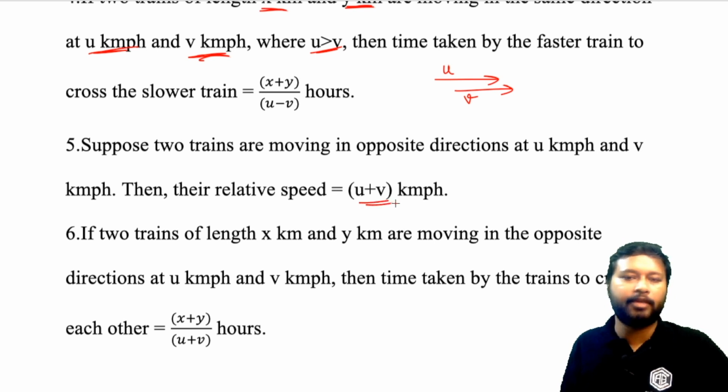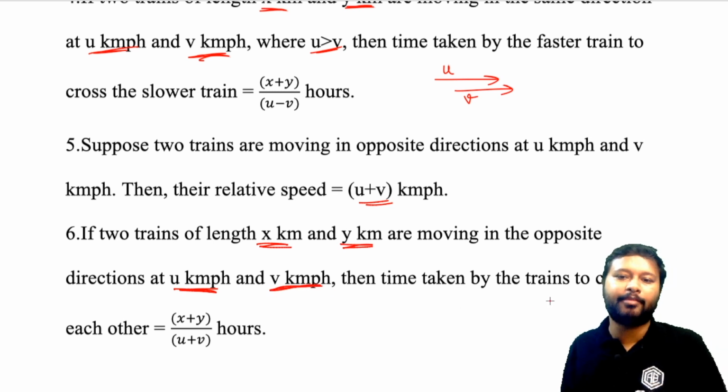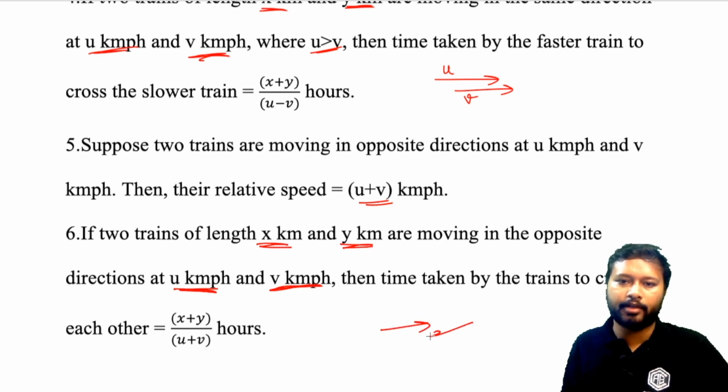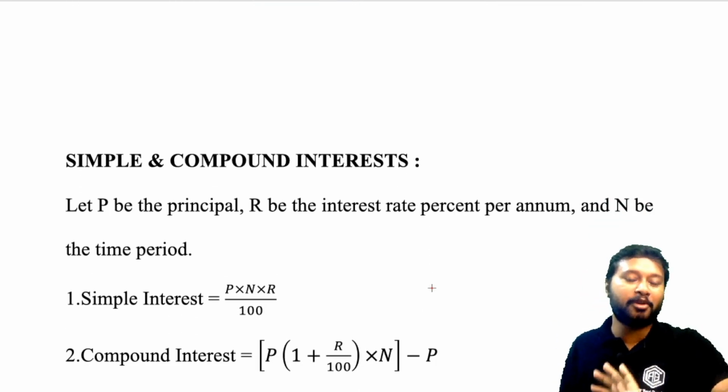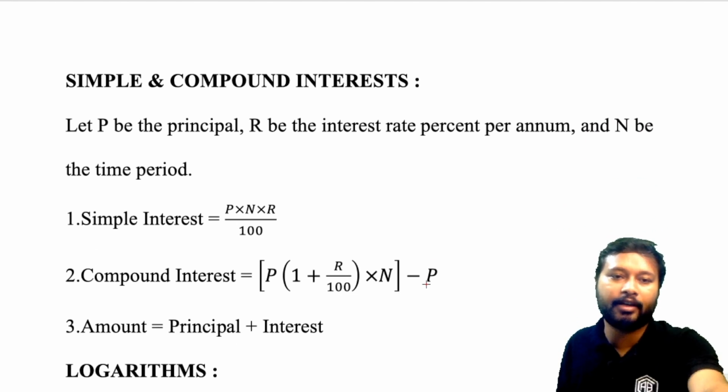Okay. Now the next is, suppose two trains are moving in opposite direction at u km/h and v km/h, then their relative speed will be added up, u plus v. And same, if the two trains of length x kilometer and y kilometer are moving in the opposite directions at u km/h and v km/h, then the time taken by trains to cross each other will be x plus y upon u plus v. So in this case their relative speed is u plus v, that's why this is what we have. So in this case same condition is there, just in this case both the trains are moving towards each other with their speeds. Okay, so after this I hope you will be able to do all the questions from your train related topic.